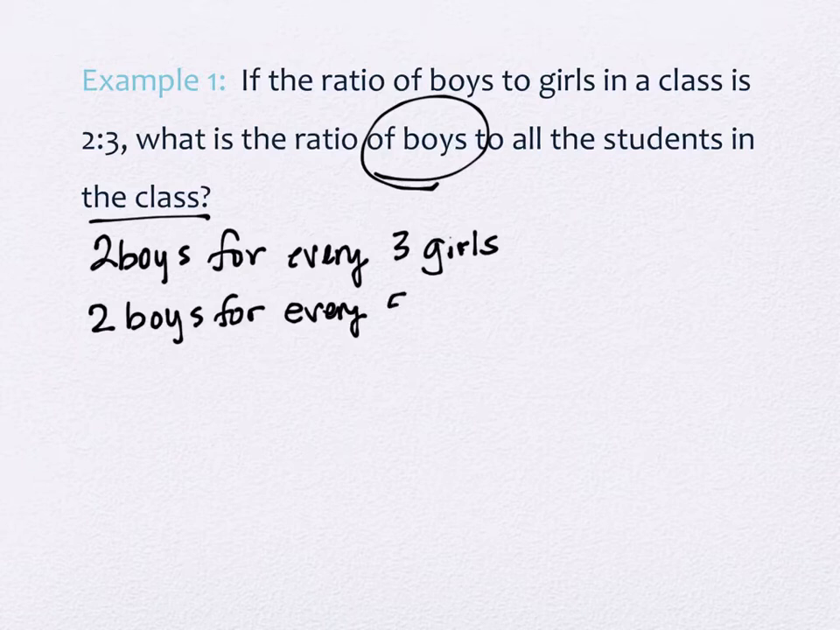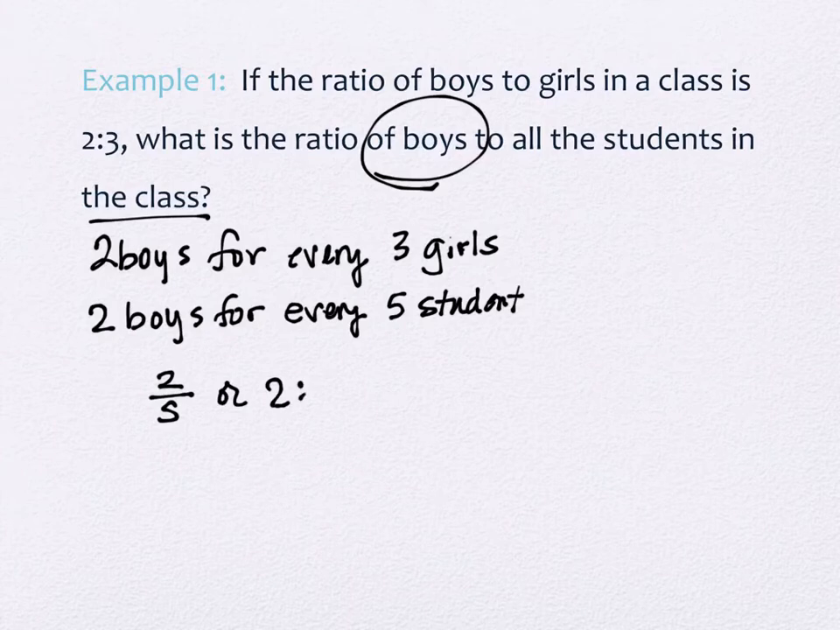5, right? Because if I took the 2 boys, I took the 3 girls, think about like making a group of them, right? Now they're in a group of 5 together, right? And the number of boys in the group is 2, the number of people in the group is 5. So the ratio of boys to the whole class is 2 to 5, or if you prefer, you can write it as 2 to 5 like that.